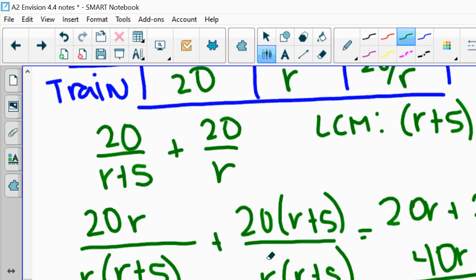If they had asked me to find out how long a certain trip took at a certain rate, we could do that using this equation.